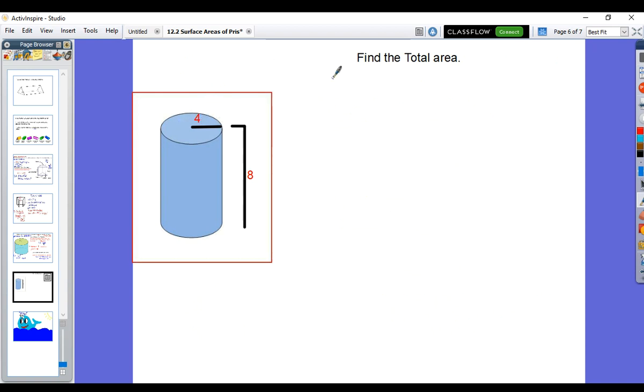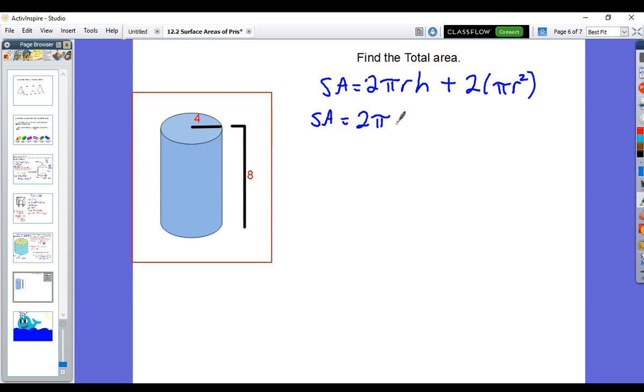So we got our radius of 4, our height of 8. Remember, surface area equals the lateral area, which is 2 pi r h, plus the area of the bases. The base is always the same, so it'll be 2 times pi r squared. All right, so let's plug in numbers. Surface area equals 2 times pi times the radius of 4 times the height of 8 plus 2 pi 4 squared. So 2 times 4 is 8 times 8 is 64 pi. 4 squared is 16 times 2 gives us 32 pi. We put that together, we get 96 pi units squared.